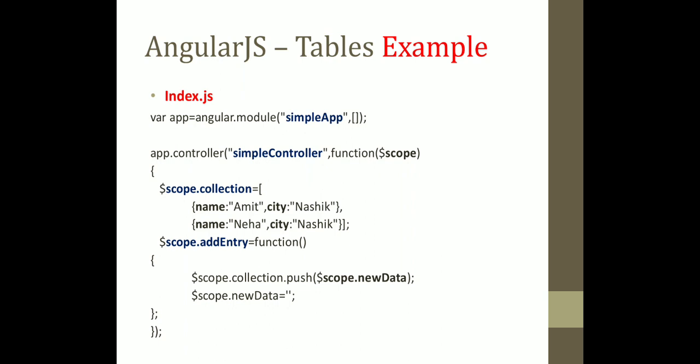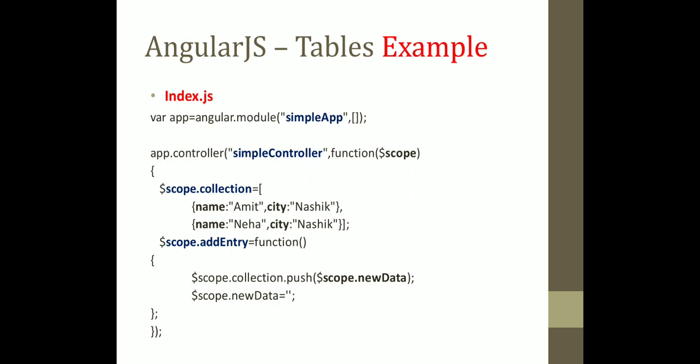The controller is created here, like $scope.collection equals to what data should be entered already, like name is Amit, city is Nashik, second entry as name Neha and city Nashik. So these two entries we have made, and we need to add these entries to our collection. So what we will do, $scope.addEntry equals to function.